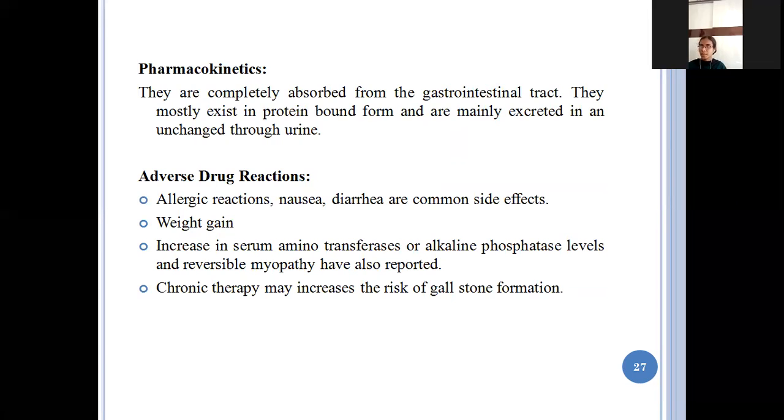Adverse drug reactions are allergic reactions, nausea, diarrhea, gaining of weight, and an increase in serum aminotransferase or alkaline phosphatase level, and reversible myopathy has also been reported. Also, gallstone formation can be seen.